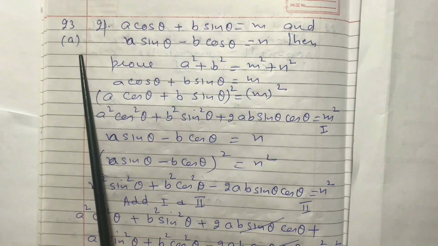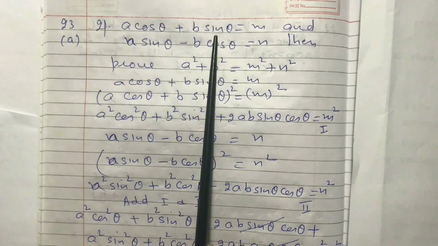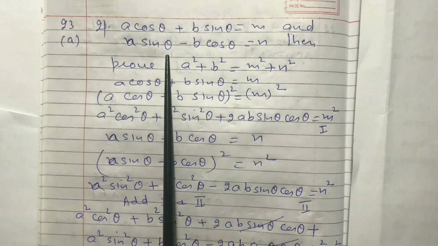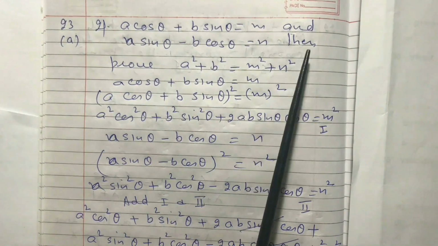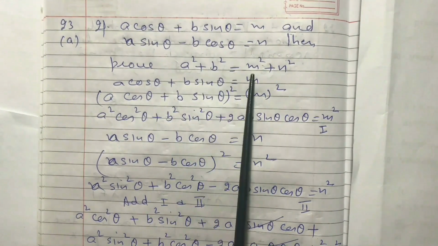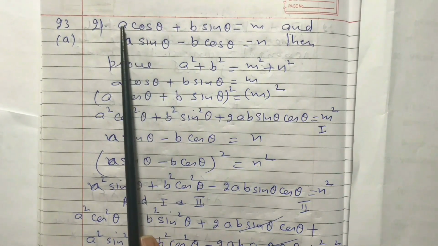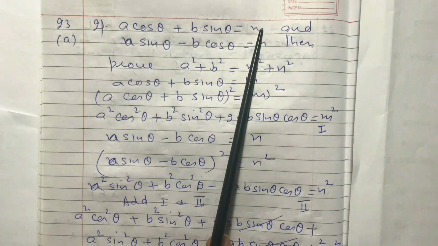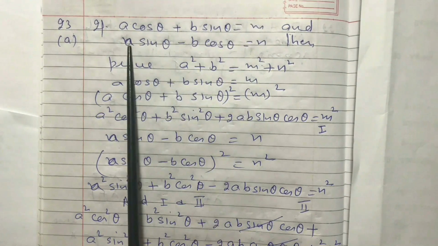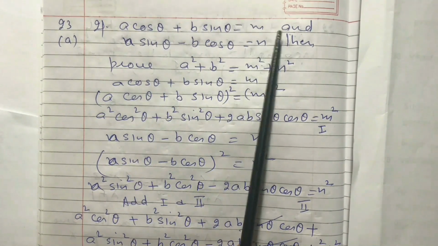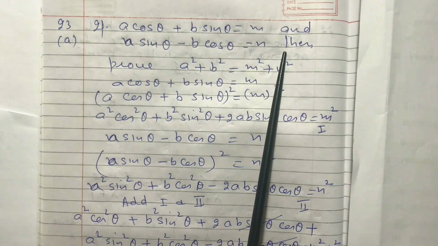Now 23rd question, A part. If a cos theta plus b sin theta is m and a sin theta minus b cos theta is n, then prove that a square plus b square is equal to m square plus n square. First, what you are going to do? Squaring both sides of this and then squaring both sides of this. Then add these two and you will get the result.